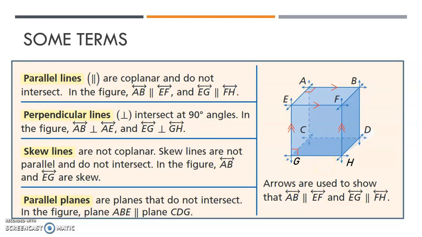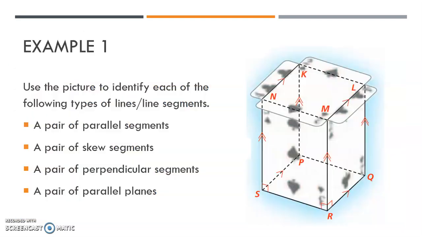Let's take a look at an example where we had to identify these things in a picture. In this picture, we need to identify each of the following types of lines or line segments. So they want us to identify a pair of parallel segments, a pair of skew segments, a pair of perpendicular segments, and a pair of parallel planes. We're going to do this together because there are many options for your answers. So if you tried to do it on your own, you might get a different answer than I did, but that's okay.